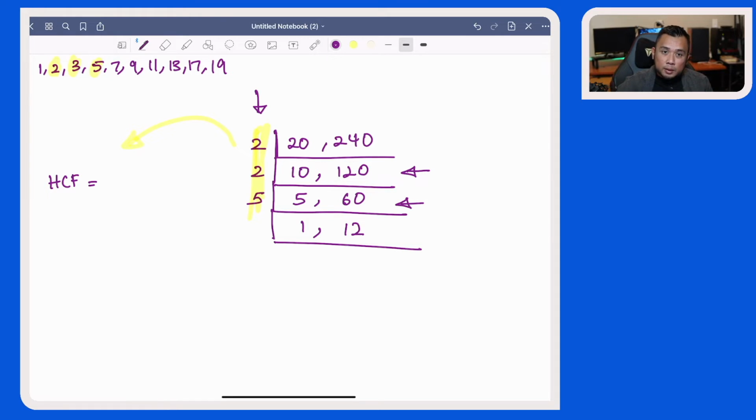So the highest common factor in this case here is 2 multiplied by 2 multiplied by 5, and that's going to give me 20. So in this case here, the highest common factor for 20 and 240 is 20.